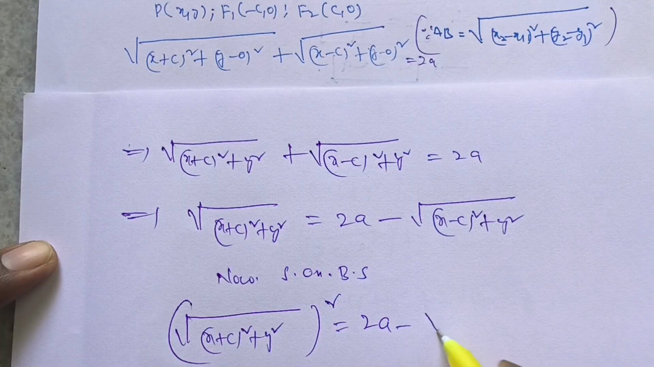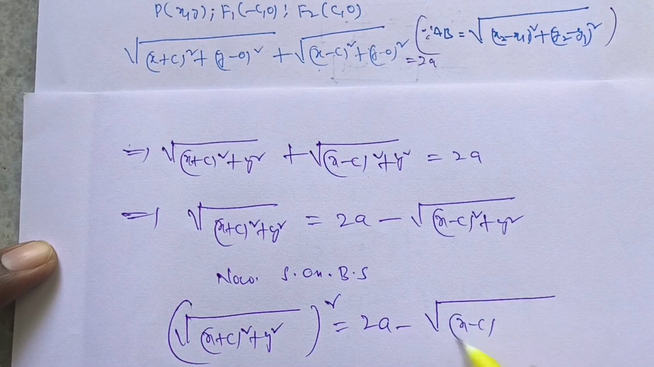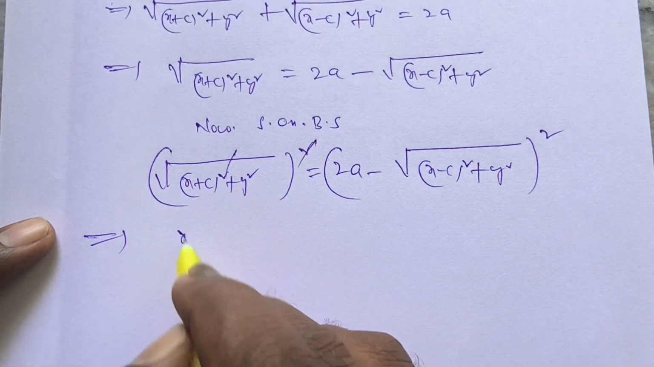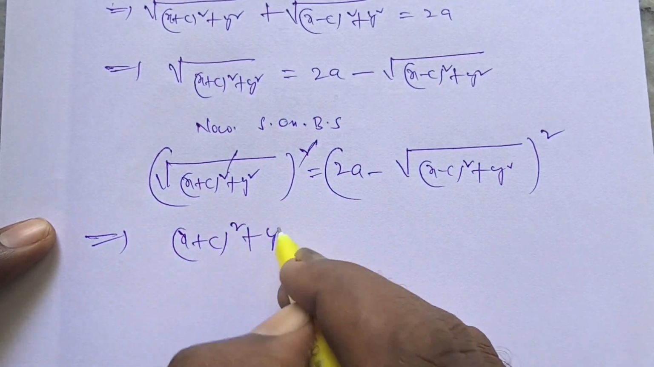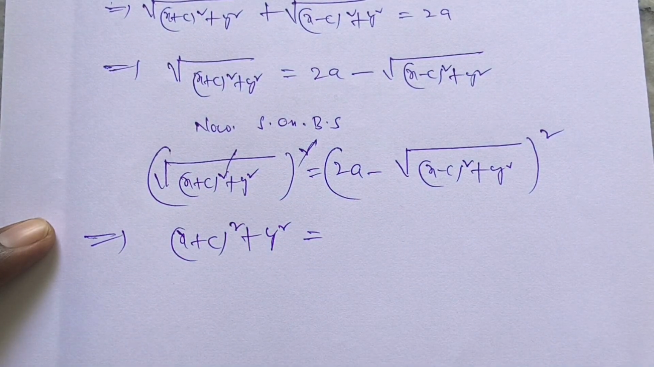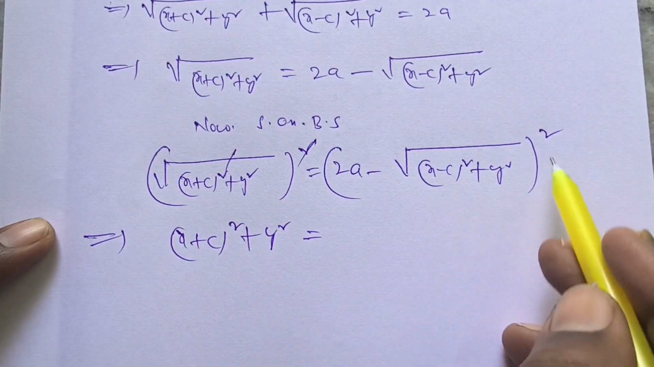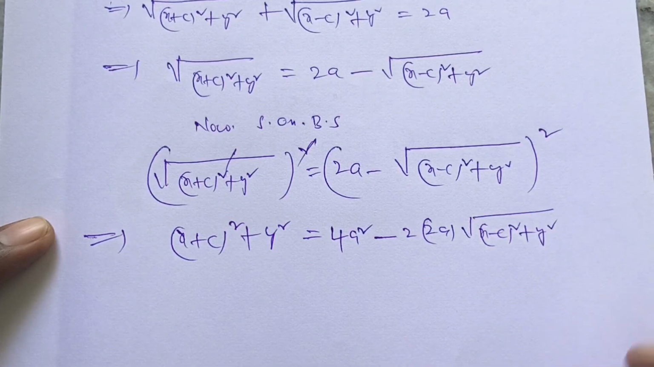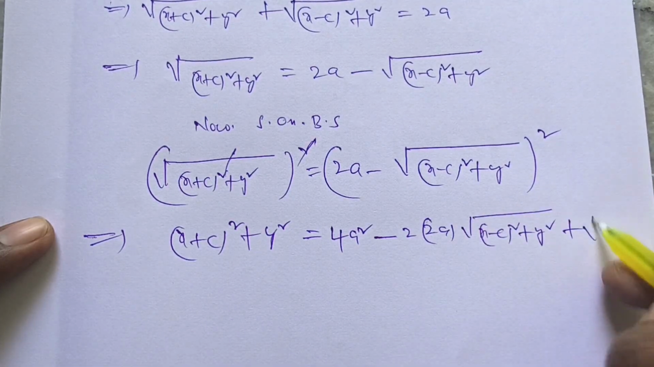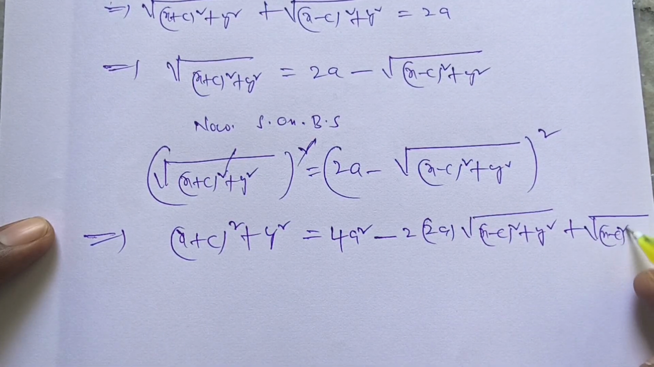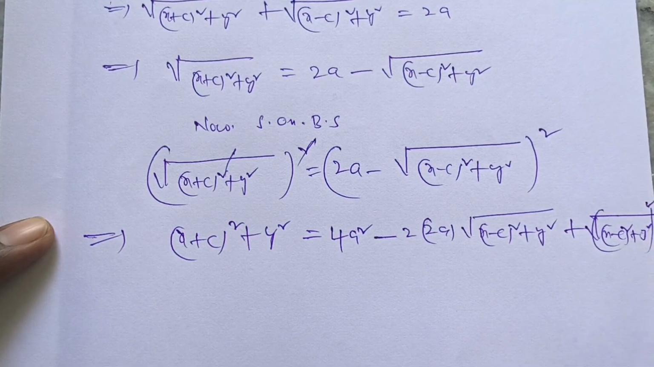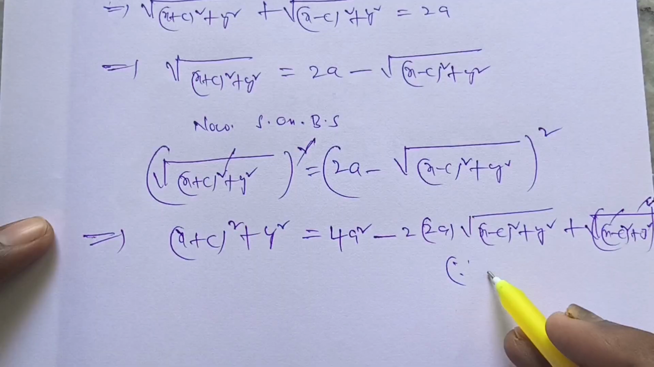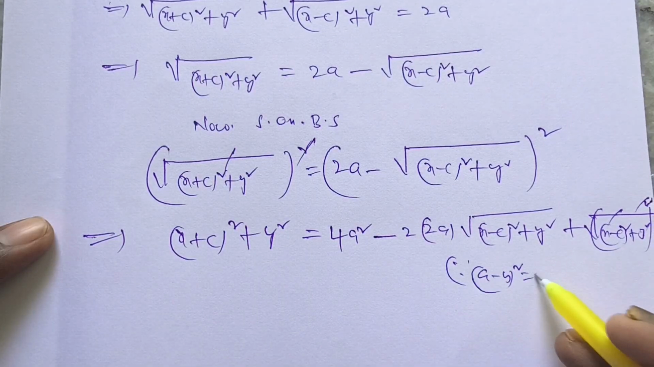So square root of (x plus c) whole square plus y square is equal to (2a minus square root of (x minus c) whole square plus y square) whole square. Here the root and square cancel, the remaining value is (x plus c) whole square plus y square equals to, here to simplify we use the (a minus b) whole square formula. a square means 4a square, minus 2ab means 2 into 2a into square root of (x minus c) whole square plus y square, plus b square means square root of (x minus c) whole square plus y square, whole square. Square root and square cancel by using the formula (a minus b) whole square.